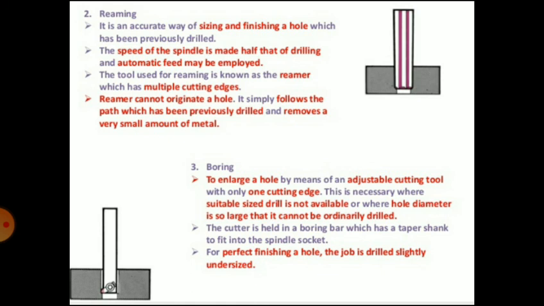The next operation, the third operation, is boring. Boring is performed for the following reasons. First, to enlarge a hole by means of an adjustable cutting tool with only one cutting edge. Second, to finish the hole accurately. And third, to correct out-of-roundness of the hole. So you can correct the out-of-roundness of a previously drilled hole. The cutter is held in a boring bar which has a taper shank to fit into the spindle socket. It is a throughout enlargement of a hole. That is called boring.